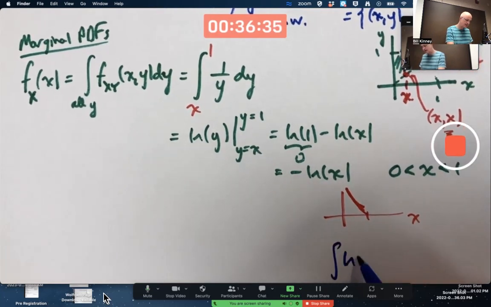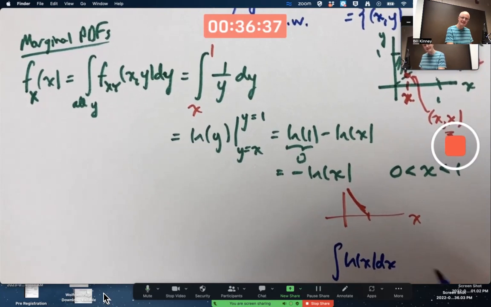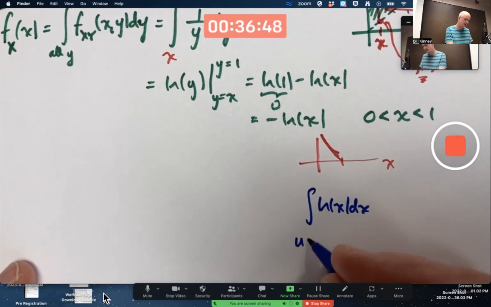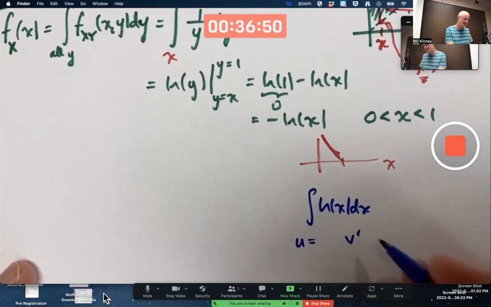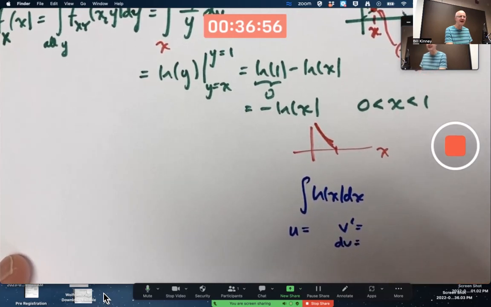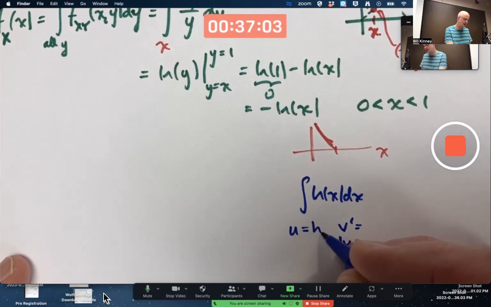Antiderivative of natural log of x. Integration by parts is the best thing to use to figure it out. Really? Our textbook uses v prime. Other textbooks use dv. What should u and v prime be? Turns out best to let u be natural log of x and v prime be 1.